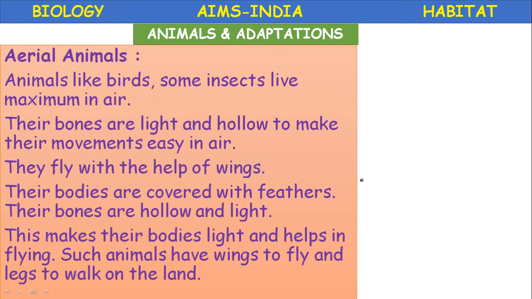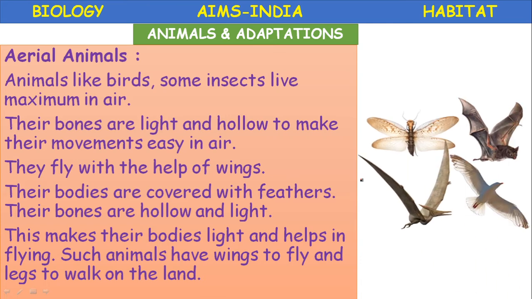Such animals have wings to fly and legs to walk on the land. So what are those animals? Aerial animals. Birds have wings and a pair of legs to fly and hop. They may swim in water also, some of the birds, not all. The wings are modified forelimbs that help them to fly.